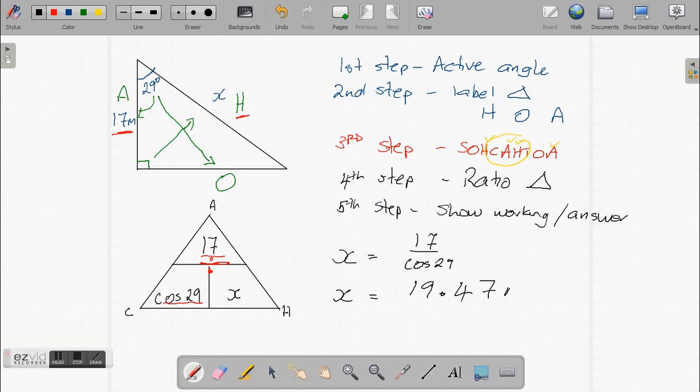And that's how you work out this particular problem. So this is trigonometry, finding a side using division.